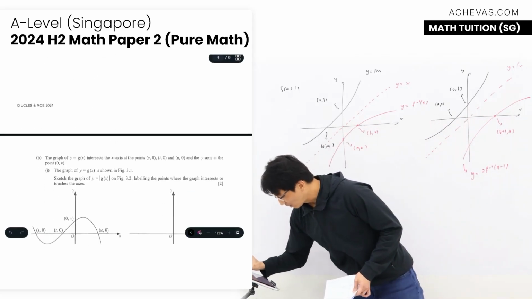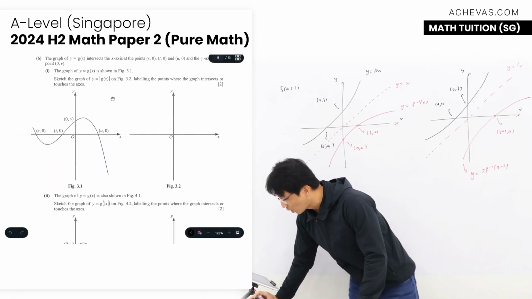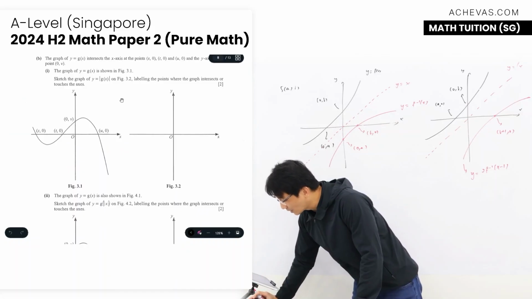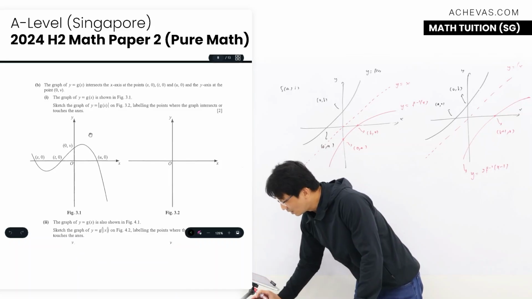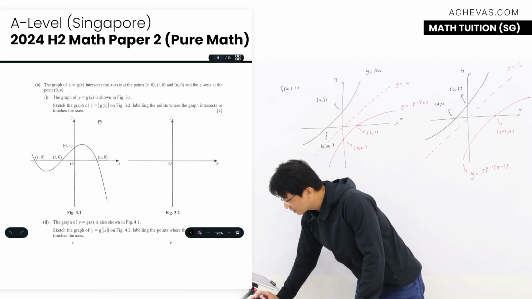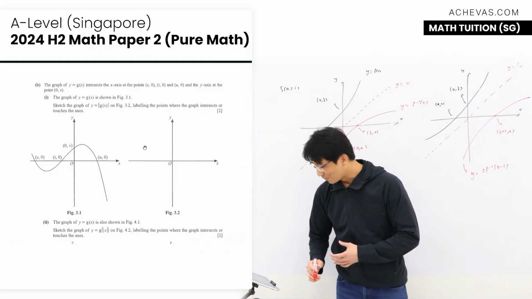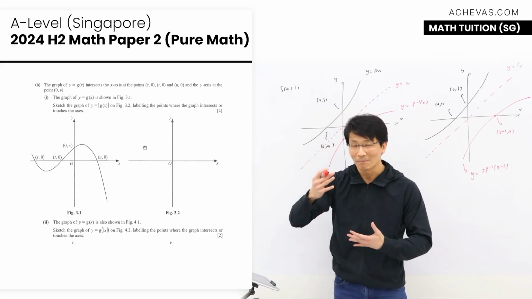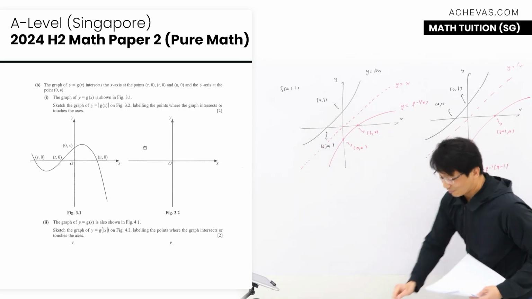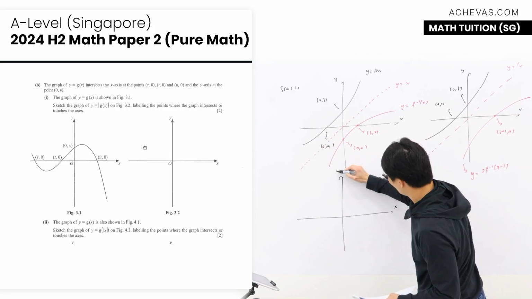Now let's take a look at the next question here. We have the graph of y equal to g(x), which intersects the x-axis at the points given here. We are supposed to sketch the graph of modulus g(x). For modulus of g(x), it basically means we are reflecting all the negative values of y upwards. Therefore, it will probably look something like this, x, y.